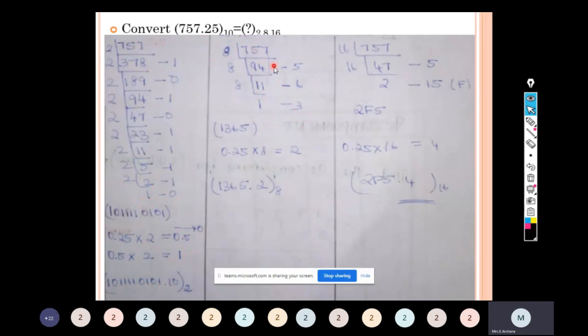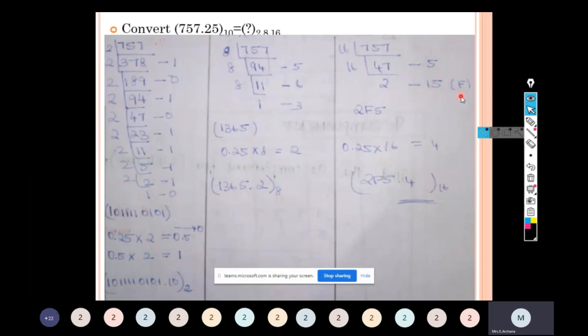So 0.25 is multiplied by 8. We will get the answer as 1365.2. 757 is divided successively by 16, we will get the answer 2F5. In hexadecimal, for the value 15, we are using the alphabet F. We know that from 10, the alphabet will be A. For 11, the alphabet will be B.